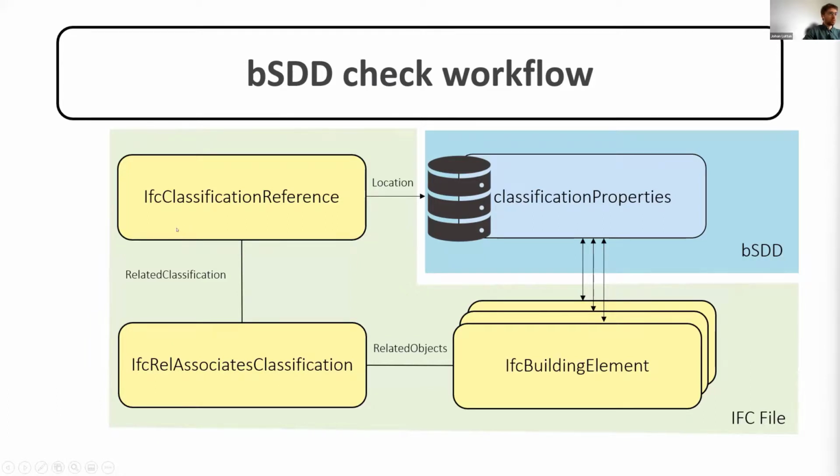From this classification reference, as I was explaining in the previous slide, you can use the location attribute, which provides the URI of the classification object in the bSDD. And once you are in the bSDD, you can get the classification properties. Then, for the classification properties of this classification, you can validate each of the instances concerned by this classification.